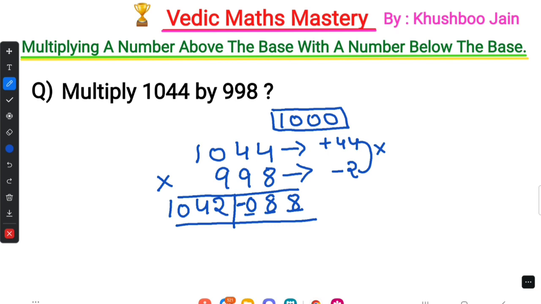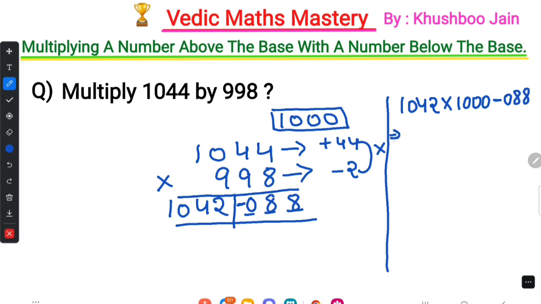But the next step says that there is a digit above the base, and this is below the base. So the next step in this technique is simply 1042. What we have to do is multiply with the base. So the base is 1000 and minus 088. This is the next step we have to add.